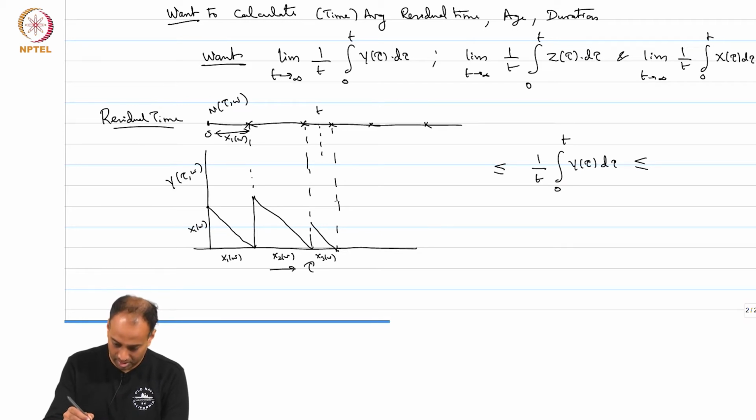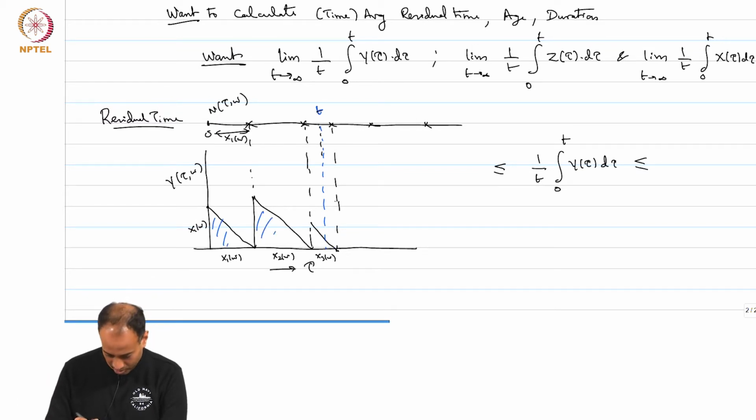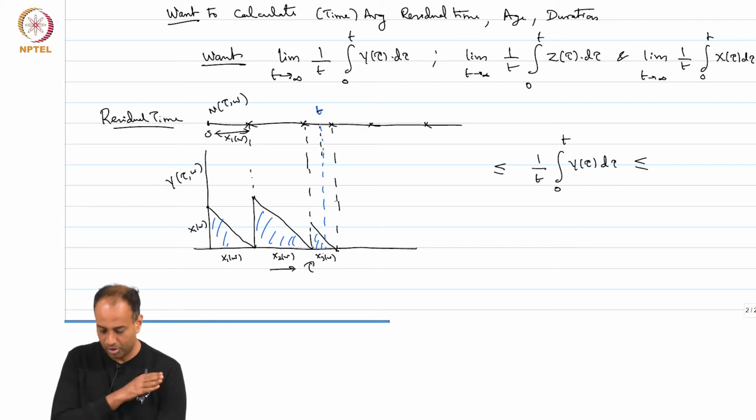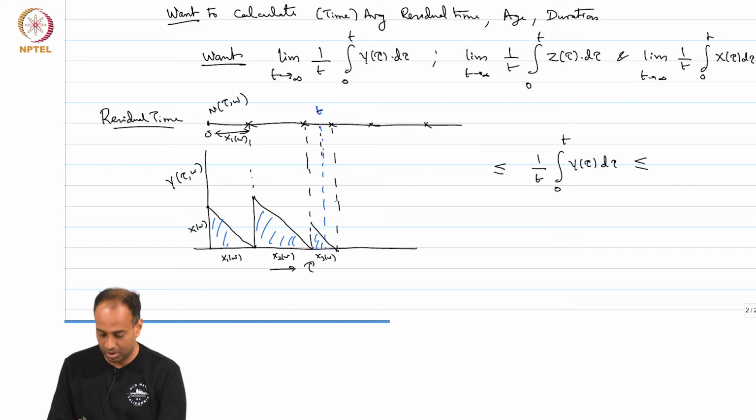So, let us say I fix a time t, and you look at the total area, the integral 0 to t of y(tau). I have to calculate the sum of the areas of all these triangles. I want to bound that between the sum of all the areas of the triangles before that particular instant t, lower bounded by just the sum of these two, and upper bounded by the areas of the sum of all these three.